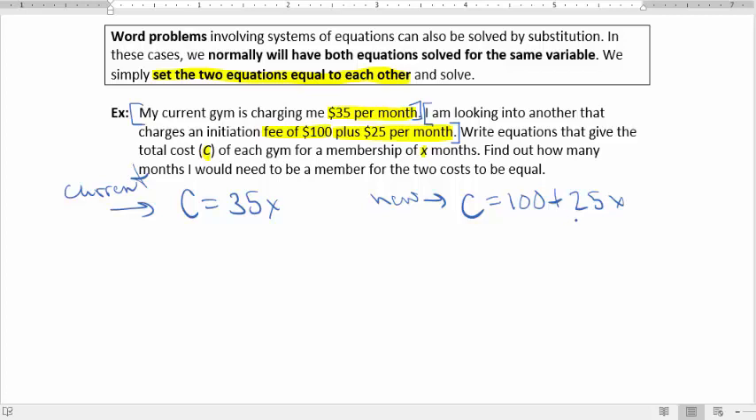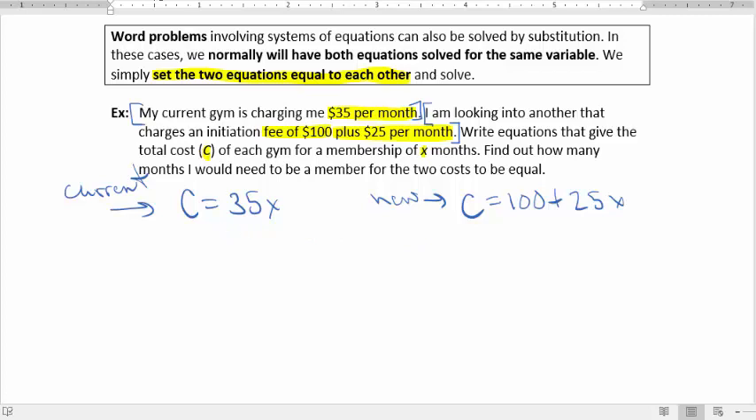Okay, so how many months would you need to be a member for the two costs to become equal? Because this one has a lower per month rate, but you do have this initiation fee, whereas this one just has the monthly rate. So what you're really doing here is saying, I want these two costs to be equal. So you're really going to just set the costs equal to each other.